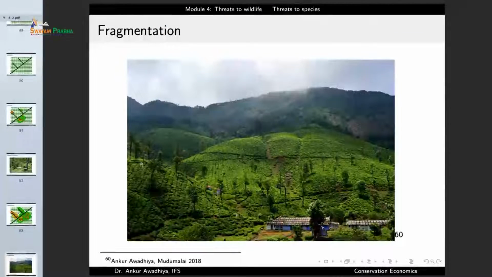So these early settlers have now converted all of these areas into their agricultural or plantation areas, and so the animals that were there in these forests are now unable to cross these areas, and so this has become a small fragment.